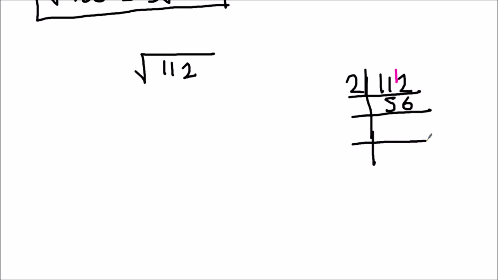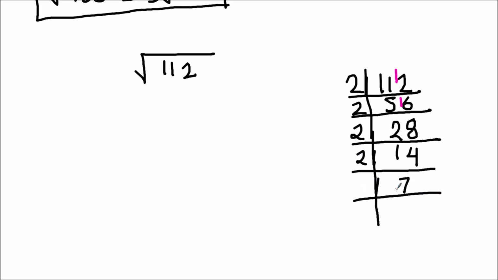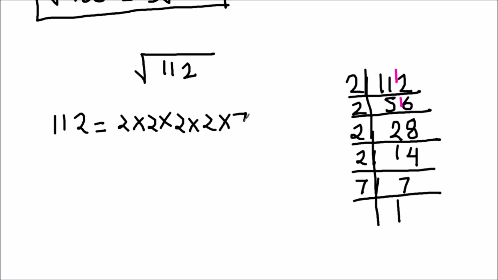Again we can divide 56 by 2. 2 times 2 is 4. 1 is remainder. 2 times 8 is 16. Again we can divide it by 2. 2 times 1 is 2. 2 times 4 is 8. 2 times 7 is 14. And 7 is a prime number. It is only divisible by number 7. 7 times 1 is 7. So the factors of 112 are 2 times 2 times 2 times 2 times 7.